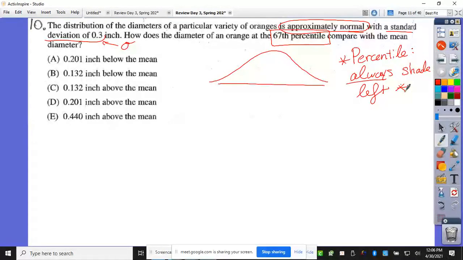Percentile always means shade left. The people who did less than you, people who you did better than. So backing up here, if this is my middle, what percentile is the middle? 50th, because half of it's that way. So if we have a number that is above 50, where is my line for that percentile? It has to be to the right because it's more than 50. So all of this is 0.6700.